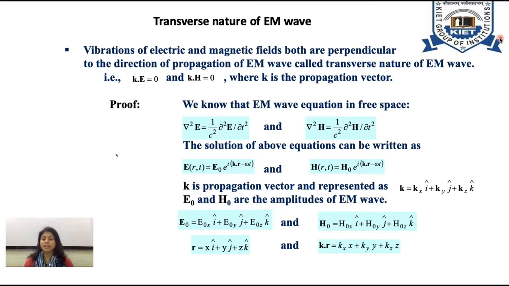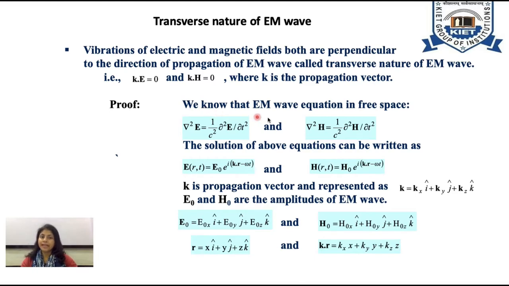In this nature, the electric field vector and magnetic field vector are both perpendicular to the propagation vector k. In this article we have to show that k dot E is equal to 0 and k dot H is equal to 0. When k dot E is equal to 0, it shows that k and E are perpendicular to each other. When k dot H is equal to 0, it shows that k and H are perpendicular to each other. Means both vibrations E and H are perpendicular to propagation vector k. Means EM wave has transverse nature.